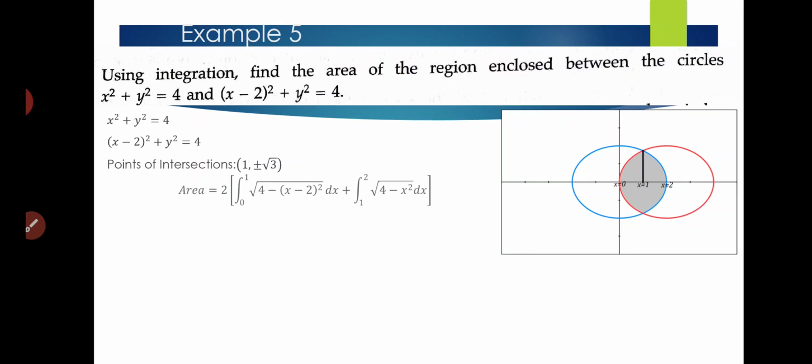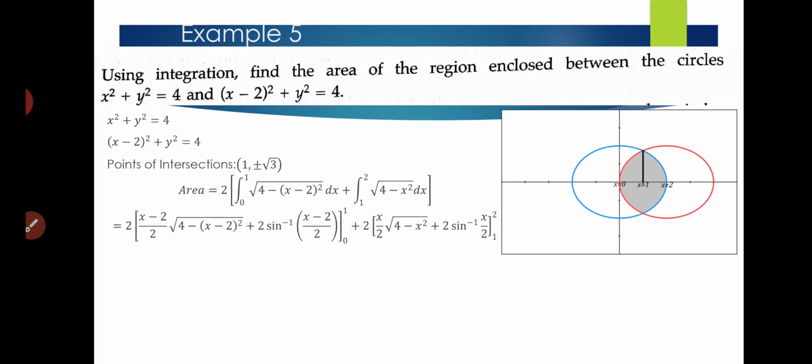So now let us write down the integration. As I told you, from 0 to 1, I will integrate the circle with center at 2, 0, and from 1 to 2, I will integrate the circle with center at origin. Now this is only giving me half the area, so I will multiply it by 2 to get the total area. Now you can see both the integration will be huge.